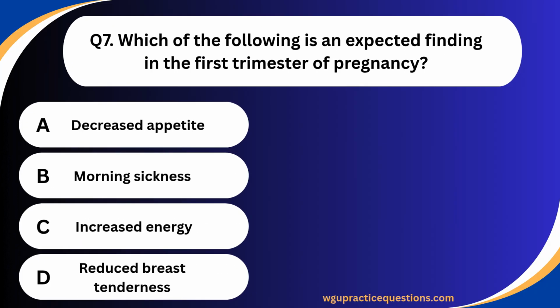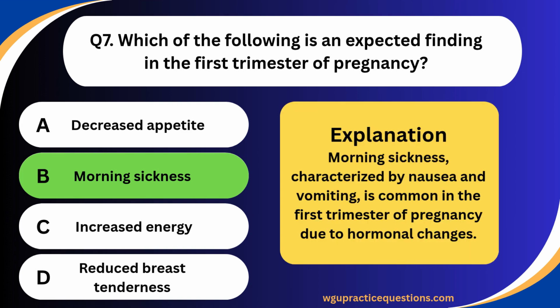The correct answer is B. Morning sickness. Explanation. Morning sickness, characterized by nausea and vomiting, is common in the first trimester of pregnancy due to hormonal changes.